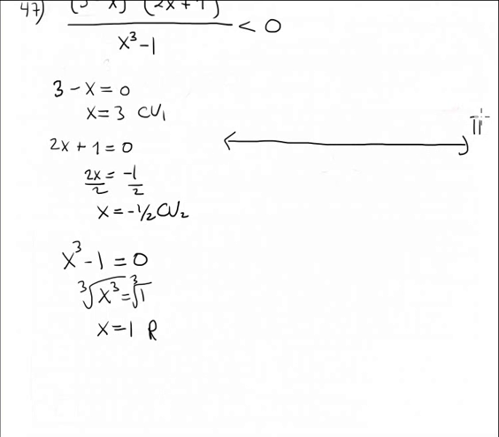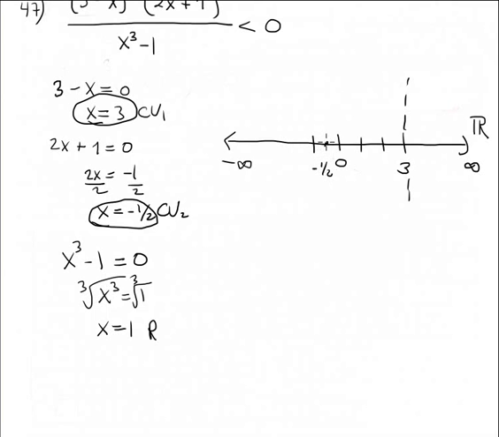This is the real number line, negative infinity to positive infinity. The number 3 is here: 0, 1, 2, 3. This is 1 partition. The other is negative 1 half. This is negative 1, this is negative 1 half. It's another partition. And 1, it's another partition.